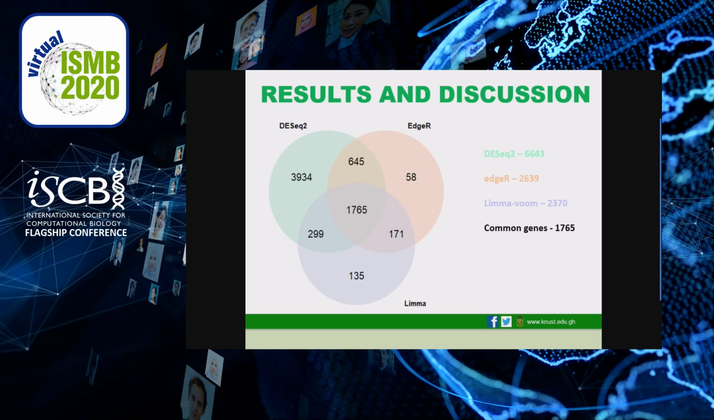DESeq2 was able to identify about 6,643 genes, while edgeR and limma-voom identified 2,639 and 2,370 genes respectively. For the gene enrichment analysis, we used a consensus of genes from all the 3 tools. So we got about 1,765. These are the genes we used in the final phase of our work.